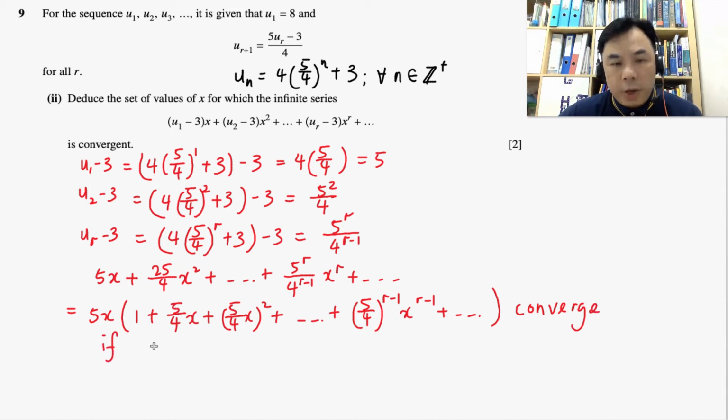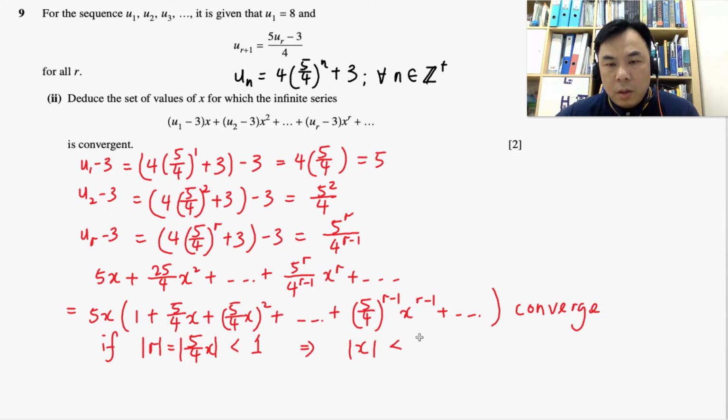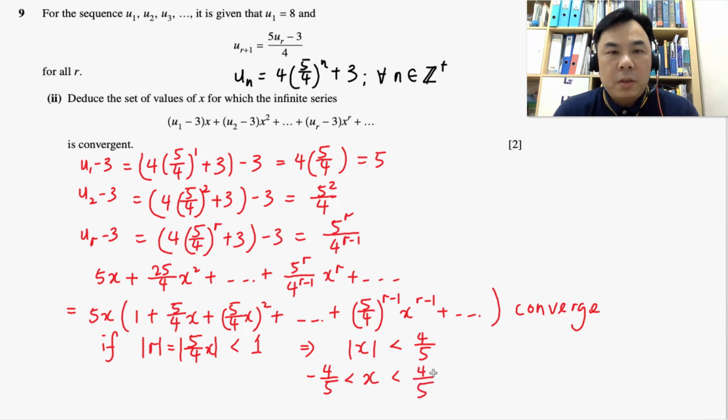if the common ratio, which in this case is 5 over 4 x here, has a magnitude less than 1, according to the conditions given by binomial expansion, right? Now therefore from here we can rewrite that as the modulus of x will be less than 4 over 5 here. Alright, now that will be the set of values of x which must be satisfied for the series to converge.